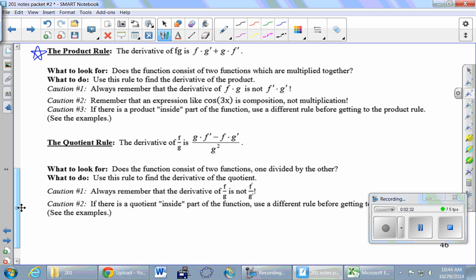And then one more caution, if there's a product inside part of the function, then you're going to be using a different rule before getting to the product rule. For example, if I had x times e to the x, the whole thing to the 5th power, there's definitely going to be a product rule happening, but it is not the first thing that happens, right? The first thing we see is stuff to a power. So we do our power rule first, bring the 5 down, copy the stuff, raise it to the 4th, and then finally we get to look at the details of what's inside and we say, oh, it's a product rule when we do the derivative of this stuff inside, okay? So you got to know when to use the product rule.